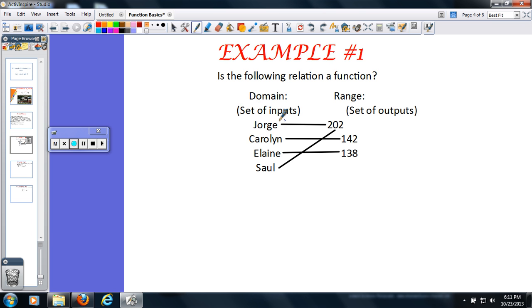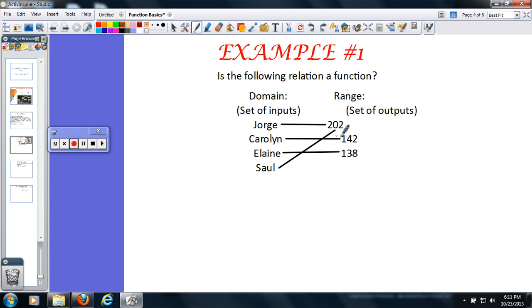So I have George, and the easiest way to do this would be to take the domain and make sure it goes to just one of the members in the range. And as you can tell here, it very clearly does, because George goes to 202, Carolina goes to 142, and Saul goes to 202. Now, it did not say that a function is something where for every member of the range, there's only one member of the domain. So these can go to more than one of these.